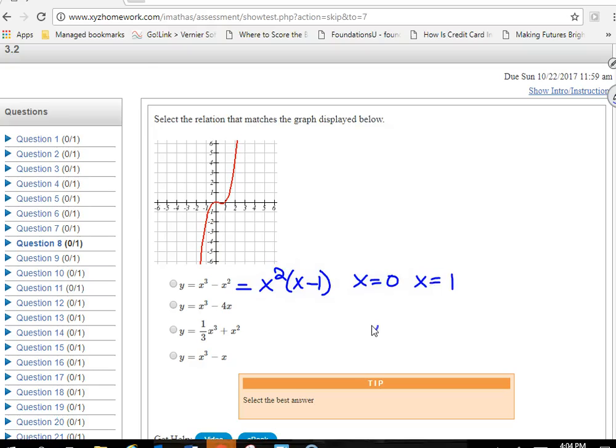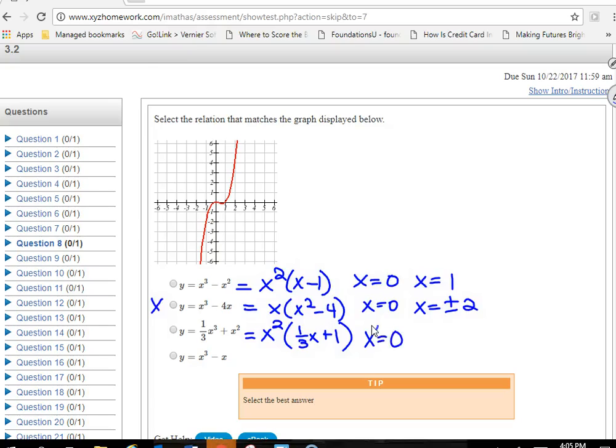That actually looks pretty close. Let's do a little bit more factoring. So this will lead to x equals 0 and x equals positive and negative 2, because I can factor x squared minus 4 into x plus 2 times x minus 2. All right, that is definitely not it. Next is 1/3 x to the third plus 1/2 x squared. So I can still factor this x squared, and I get 1/3 x plus 1. That'll give me a 0 at x equals 0. And it'll also give me a 0 at, subtract 1, multiply by 3, x equals negative 3. Well, I don't see a 0 there either.